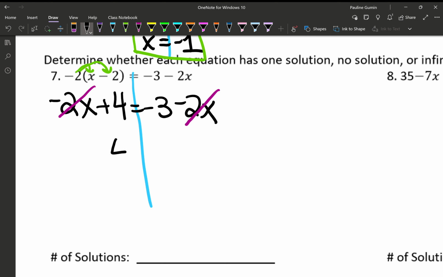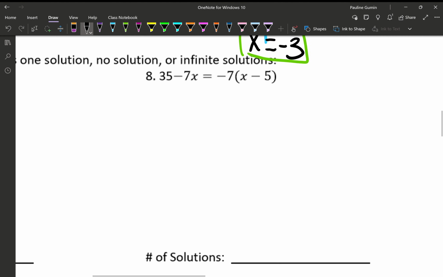All right. So what I'm going to do here is I'm going to cross off the negative 2x's. We don't even need them anymore. They're the same. They're gone. I am left with 4 equals negative 3. Now here's how we decide how many solutions we have. Does 4 equal negative 3? Absolutely not. No solution.